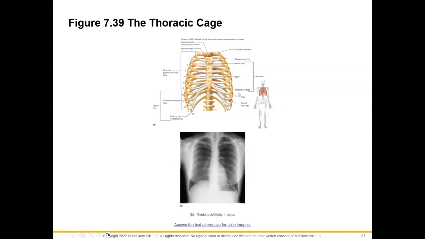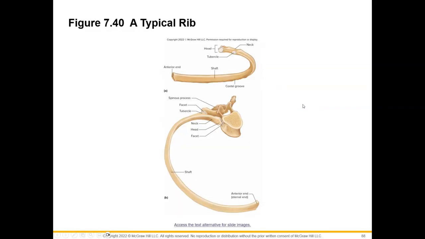Okay. And again, let's say we have true ribs here, where each of them have their very own cartilage connection. But then you get down to false ribs, where the cartilage connects to another cartilage, or the last 2, which are floating ribs, which are not connected to cartilage at all, and therefore not connected to the sternum. Okay, these are the different ribs, and notice how they connect.